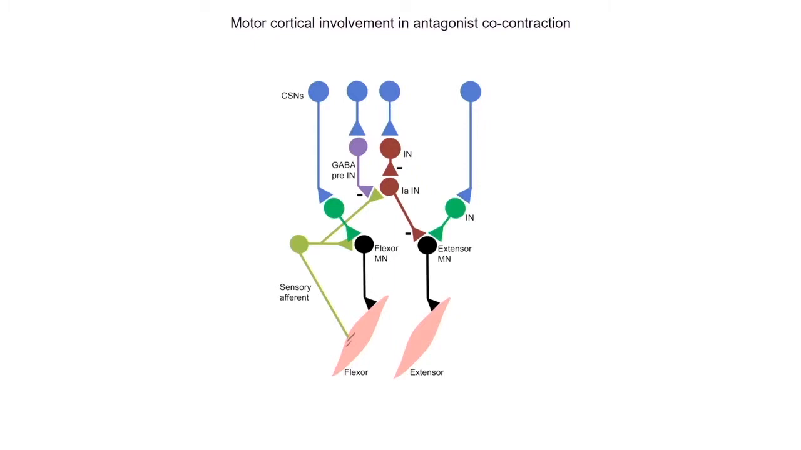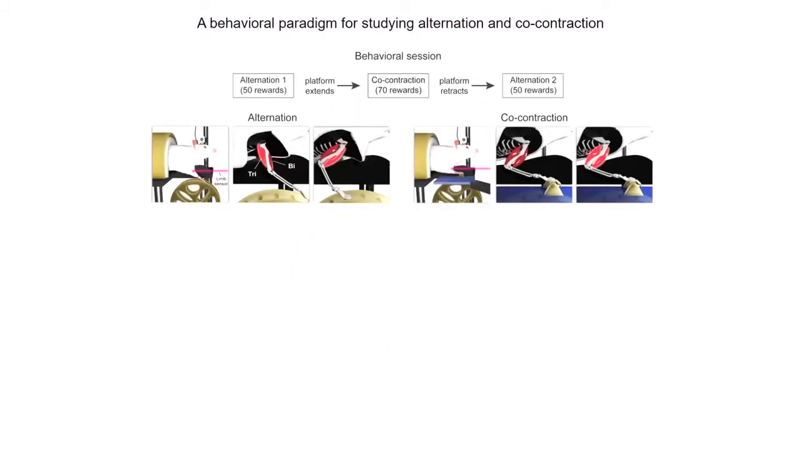And using the mouse, Claire has begun to dig into and test some of these ideas. So the first thing Claire did was develop a behavioral paradigm in which mice alternately do an alternation behavior and a behavior that requires co-contraction in order to get rewards. So in one of the task phases, the animal has to iteratively turn a small wheel with its right paw in order to get rewards. And in the other task phase, the animal holds a stationary handle, and then rewards are dispensed when it simultaneously co-contracts its biceps and triceps muscle.